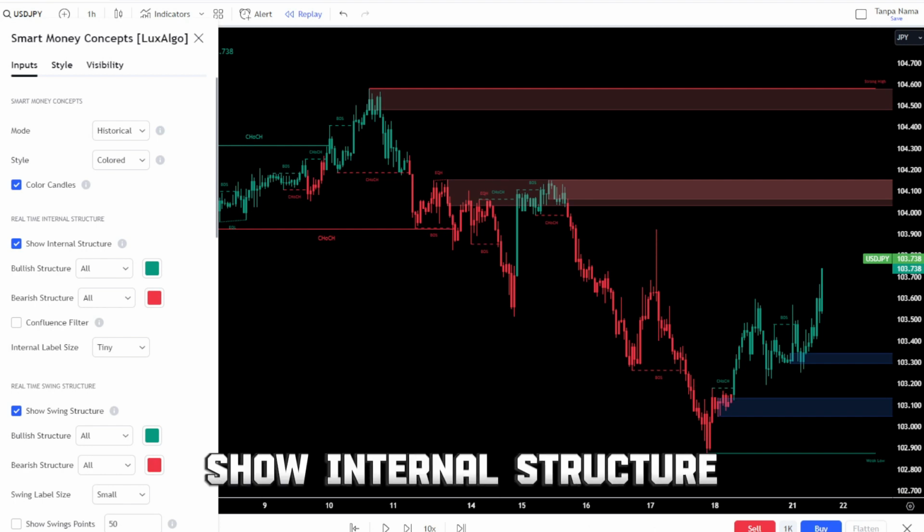4. Show internal structure. This option reveals signs of break of structure and change of character. If you activate this option, the indicator will display signals when there is a change of character or break of structure. You can choose whether you only need signals for BOS, break of structure, or CHoCH, change of character, or both.